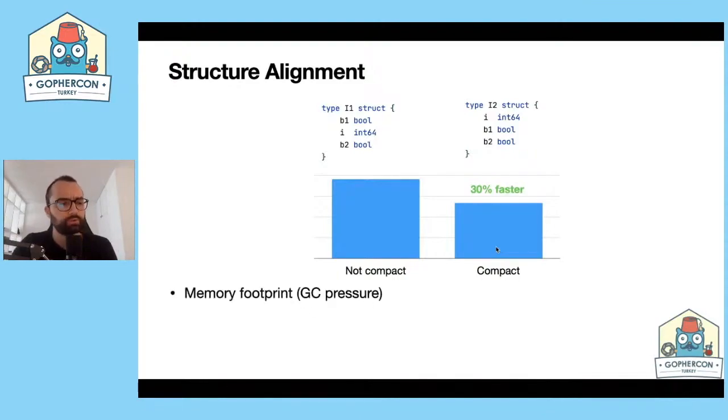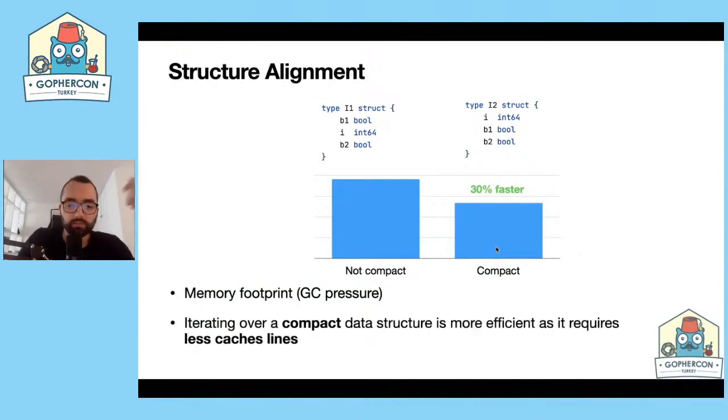So it's very interesting because most of the time when we talk about structure alignment, we have in mind the memory footprint. We want our application to allocate less memory, for example, because we want to pressure less the GC and everything. But it's not the only impact. One of the impacts as well is that iterating over a compact data structure is more efficient because it will require fewer cache lines. And we have been able to arrive at this conclusion because we know how the CPU is actually working. So of course, it does make sense if we want to iterate over it. It will require fetching fewer cache lines, right?